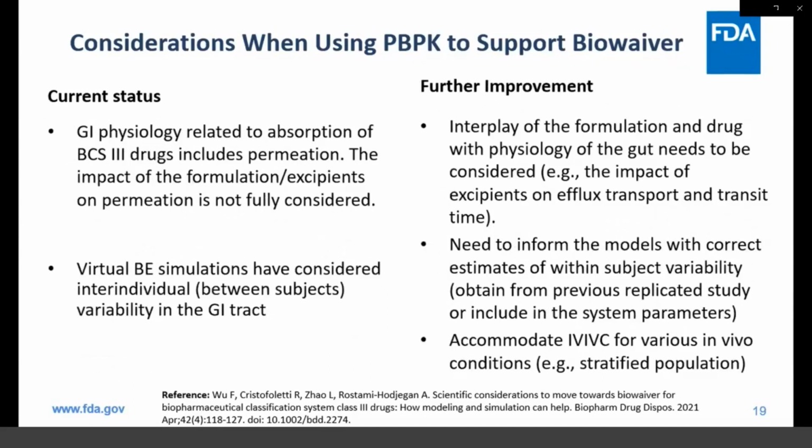In addition, GI physiology related to absorption of BCS class 3 drugs include permeation. The impact of the formulation excipients on permeation need to be considered as well. Also, the modelers need to inform the models with correct estimates of within subject variability, which can be obtained from previous replicated study or included in system parameters.